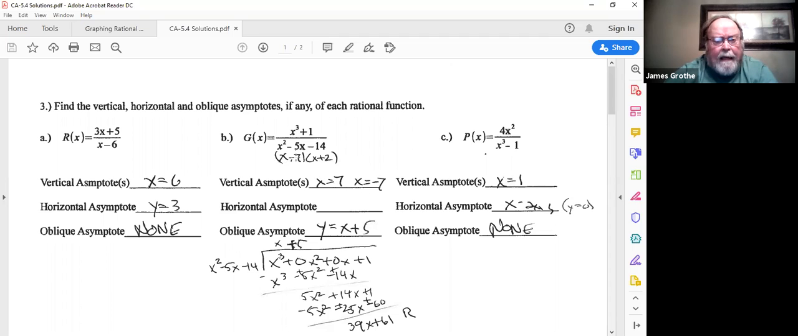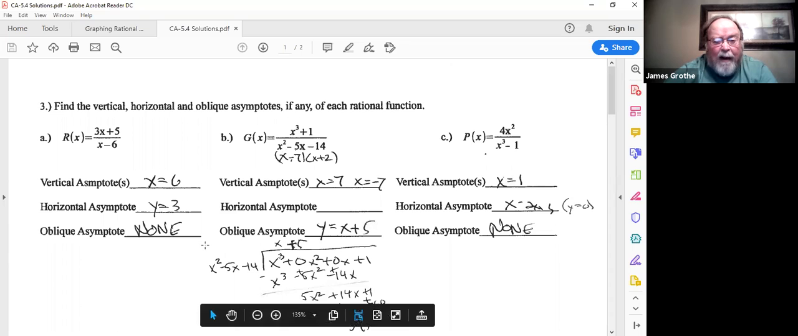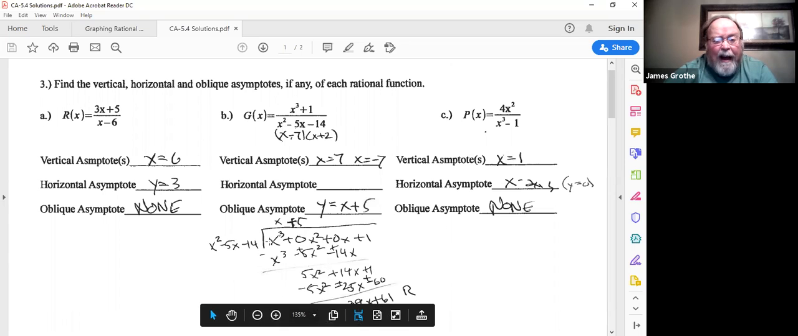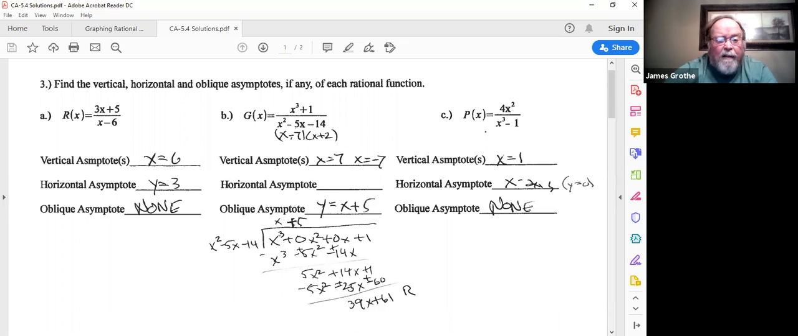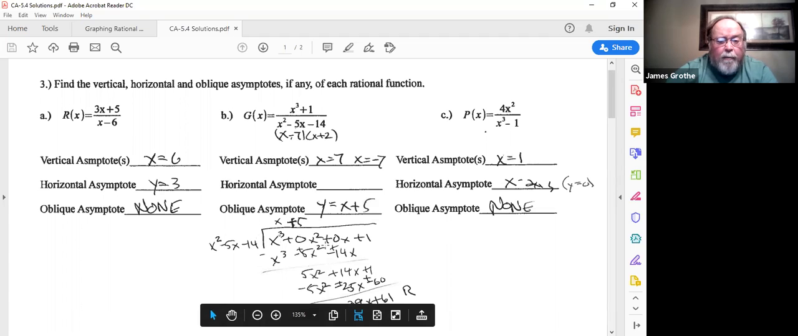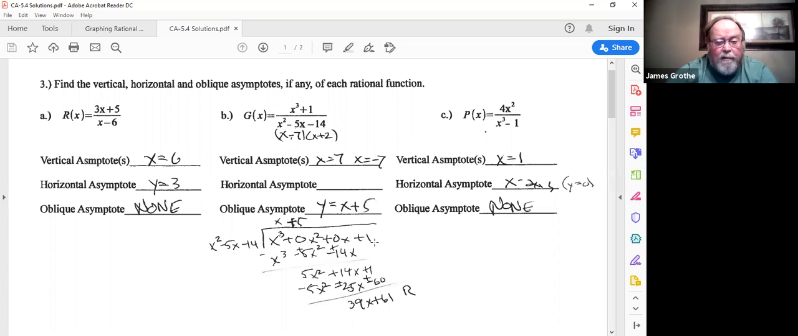In terms of the horizontal asymptote, you'll notice the degree on top is bigger than that on the bottom, which tells us there is no horizontal asymptote. However, since it is one larger, x to the third, x to the second, that means we're going to have an oblique or a slant asymptote. And that's why down here, I divided x cubed plus 1 by x squared minus 5x minus 14. You'll notice when I wrote the x cubed plus 1, I had to put in the 0x squared plus 0x, because we need all the powers of x there.